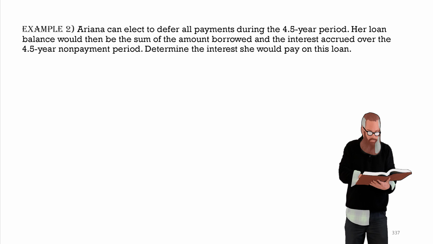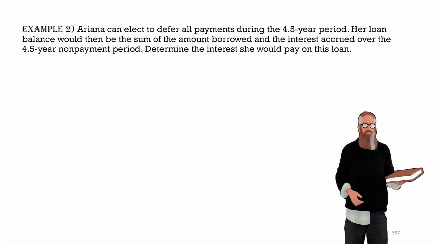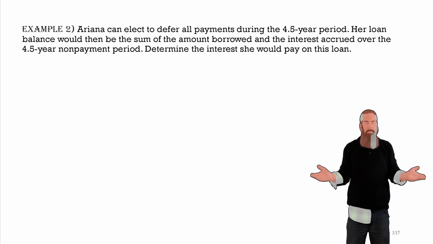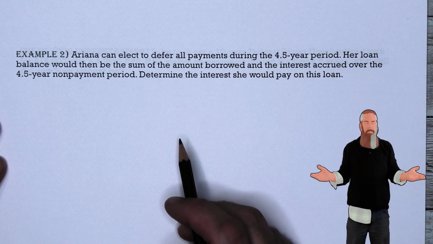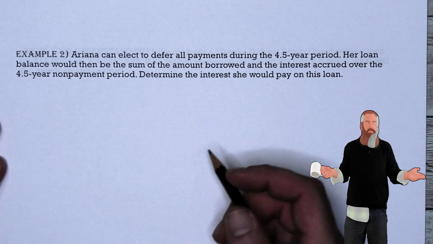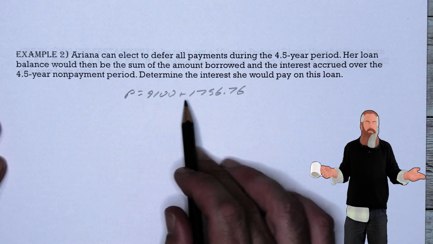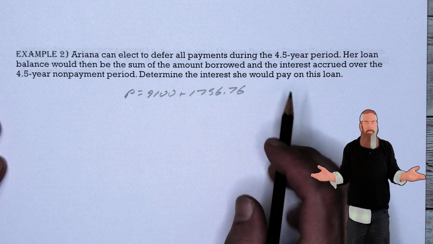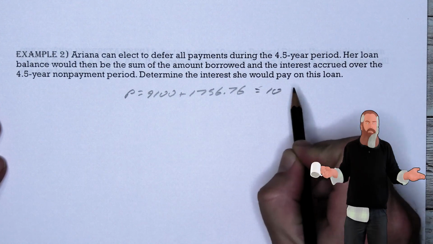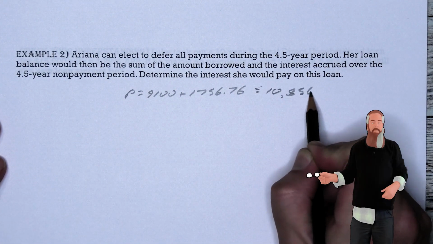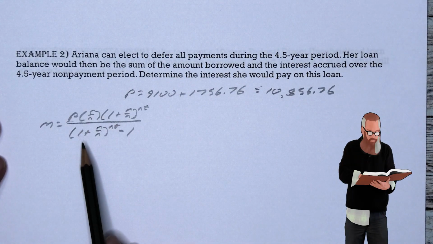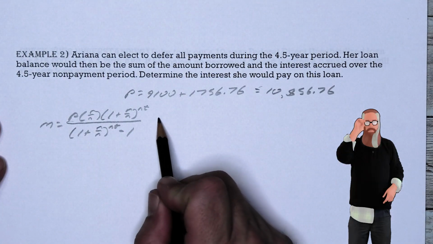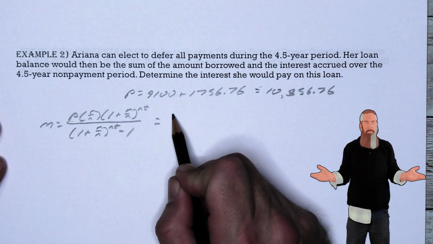Her loan balance would then be the sum of the amount borrowed and the interest accrued over the 4.5 year non-payment period. Determine the interest she would pay on the loan. The new principal is the sum of the loan amount and the interest accrued during the non-payment period. This means $9,100 plus $1,756.76 to give a loan amount of $10,856.76. Now, we already know what our monthly formula is, so we just need to substitute in the values that we know for this situation.